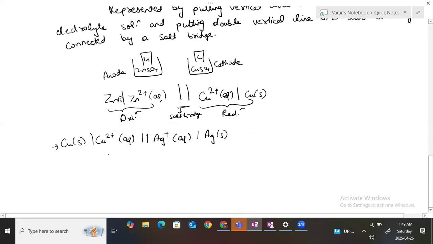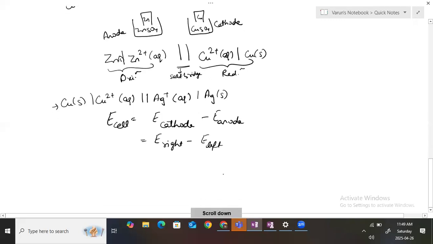If I have to write the E cell for this, I said that it is E cathode minus E anode always. The cathode is on the right side, so I can write it like this, or I can write E right minus E left. But by default, we have to consider that we are using the reduction potential. It is always reduction potential that we need to use while calculating the E cell.